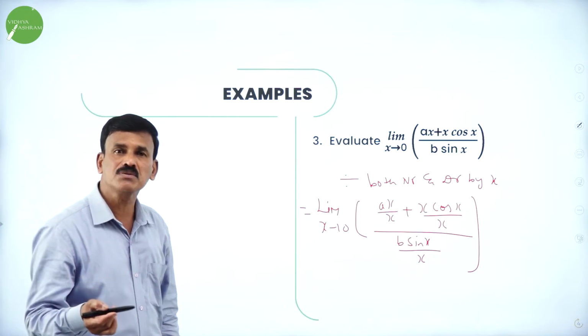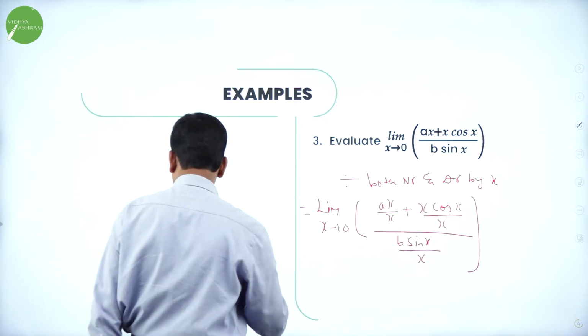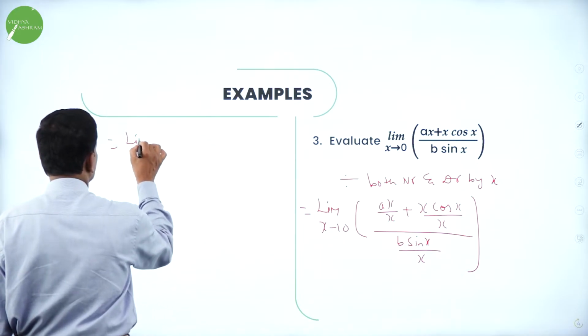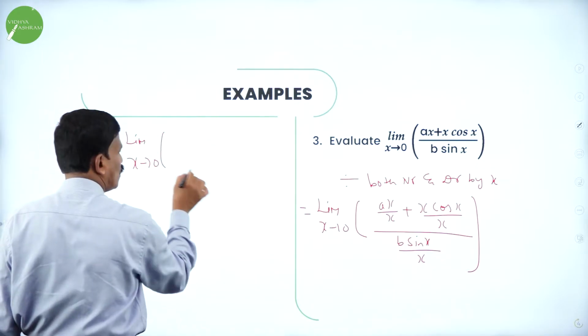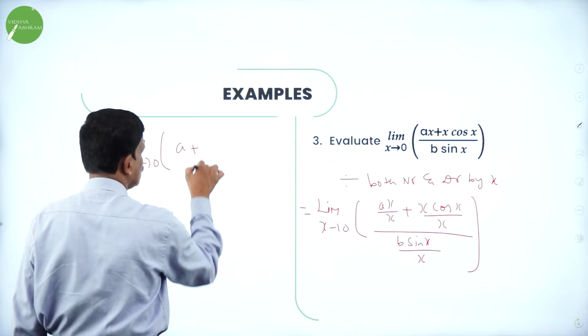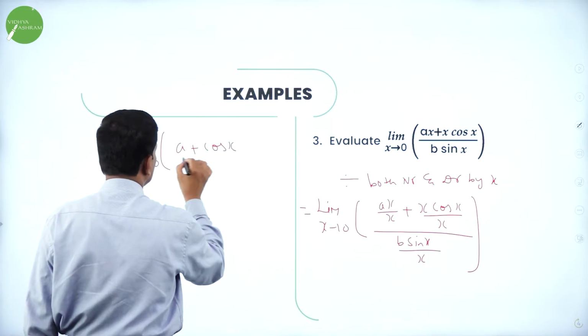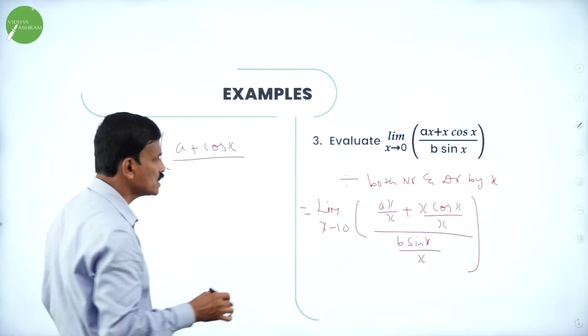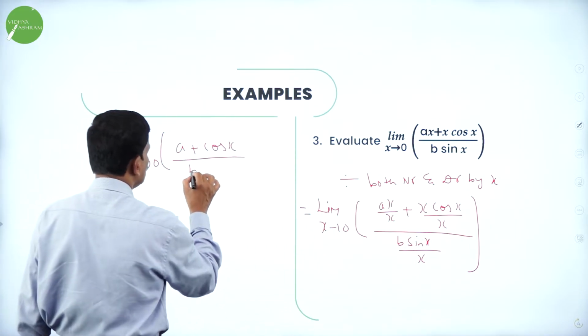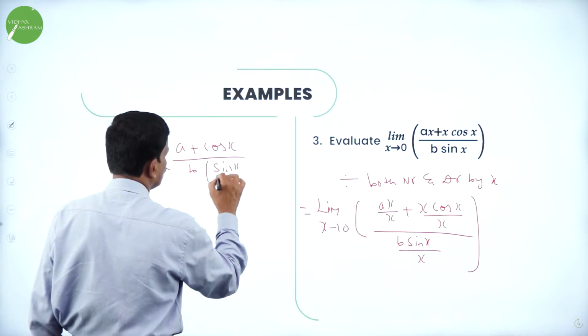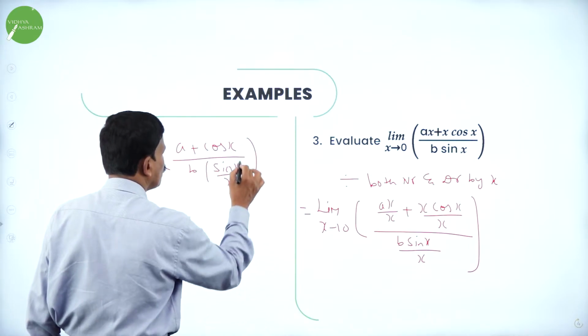Now cancel the terms which get cancelled. This can be written as limit x tends to 0 of, x gets cancelled, a plus, again x and x get cancelled, cos x. In the numerator we will get a plus cos x, in the denominator b into sin x divided by x. Now apply the limit for this.